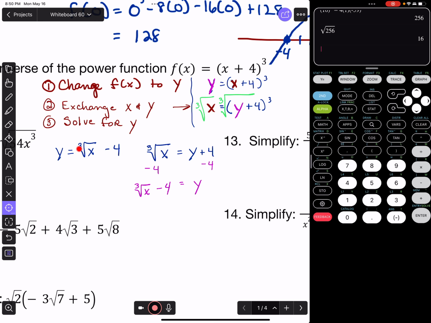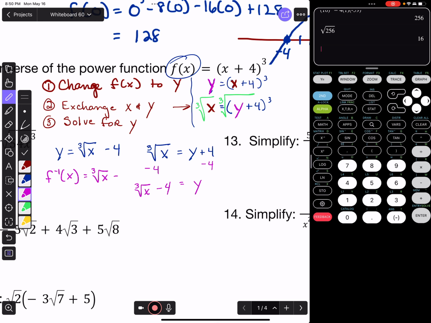And so this is some sort of cube root function. Okay, it looks like it's going to be shifted down 4 if we knew what the cube root function looks like. And so this is f inverse, the inverse of this function. And we have a special notation for inverses. If this is the inverse of function f, we write f inverse, and then we say our equation. So that would be the full statement of what the inverse function is.